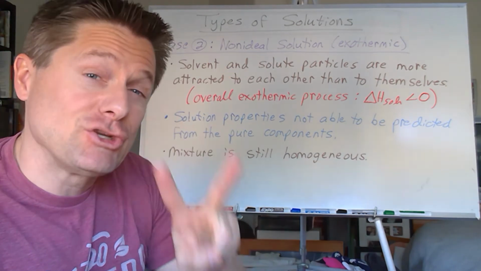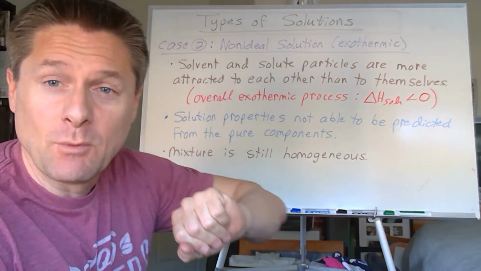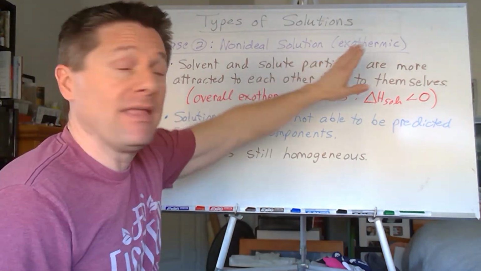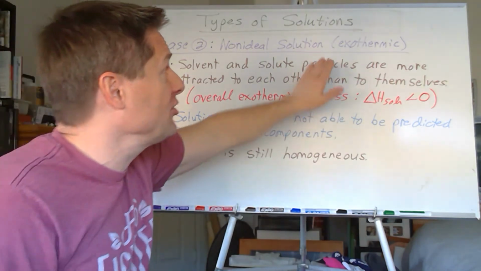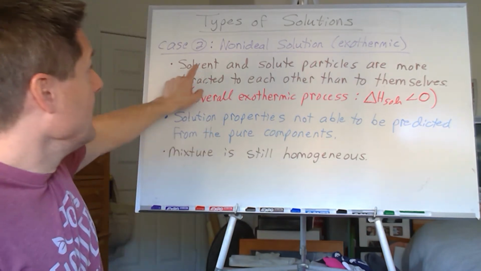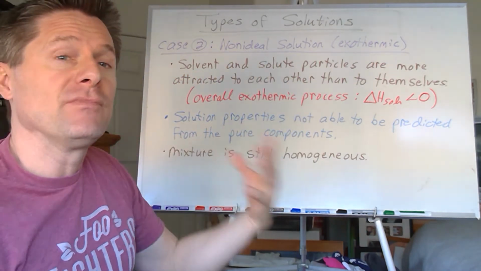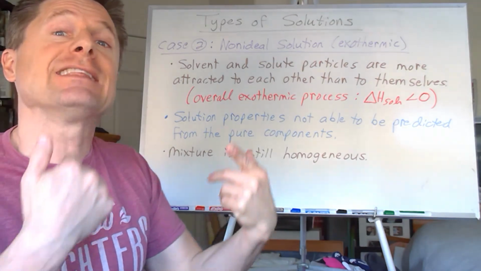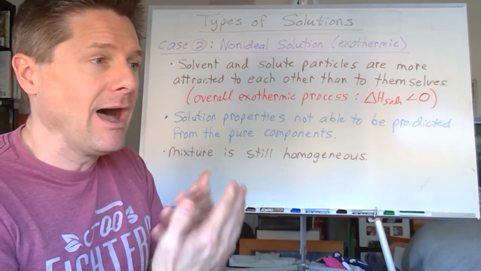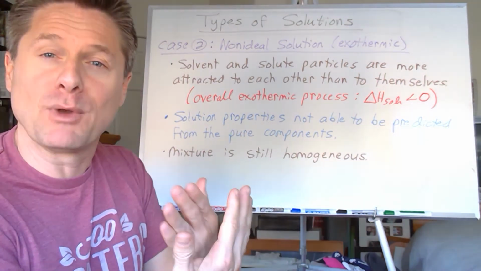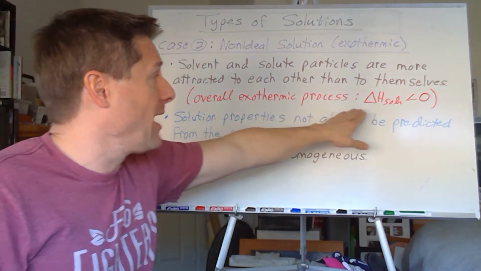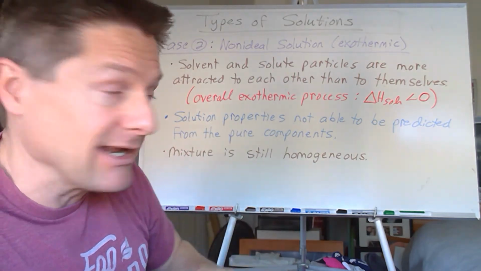Let's look at the next one. Case number 2, my friends. If the other one was an ideal solution, this would be a non-ideal solution, but there are going to be 2 cases of non-ideal solutions. The first one is exothermic. The next one will be non-ideal, but endothermic. In this case, the solvent and solute particles have intermolecular forces with themselves, but they're actually more favorable with each other. The solute would rather be with the solvent. It's more preferable intermolecular forces with the solvent than with itself. So the overall process would be less than 0, and I'll show you that energetically here.